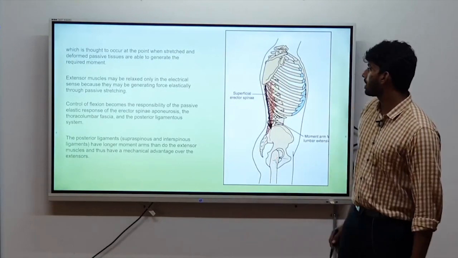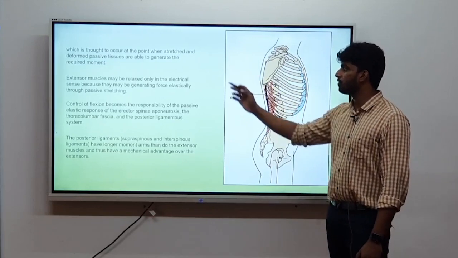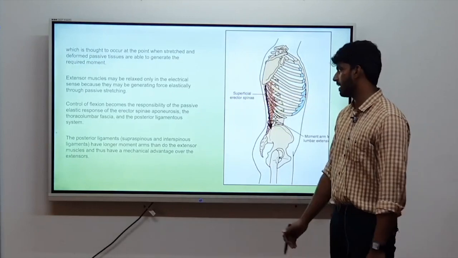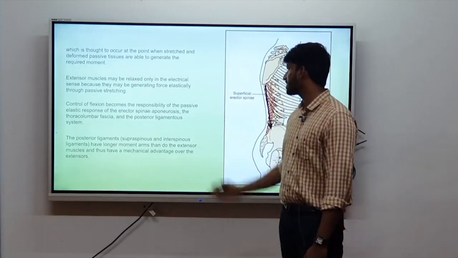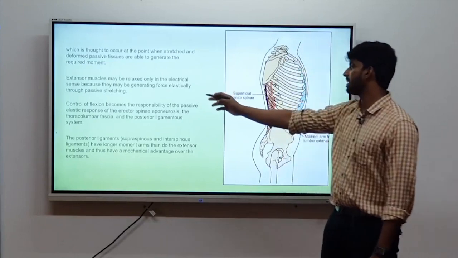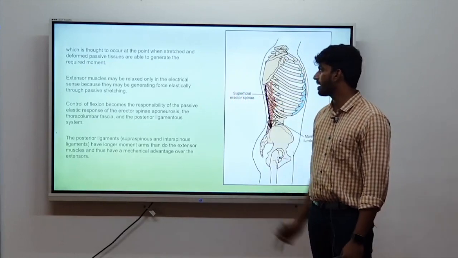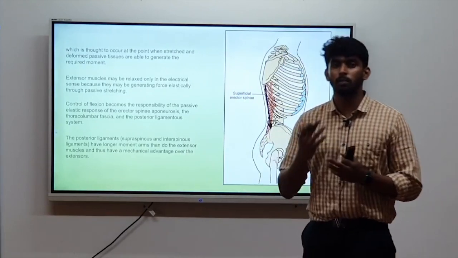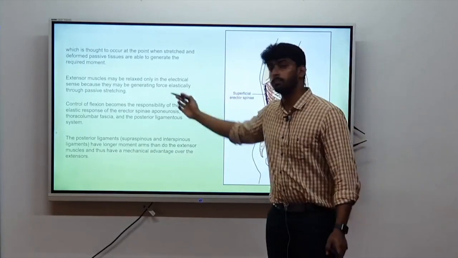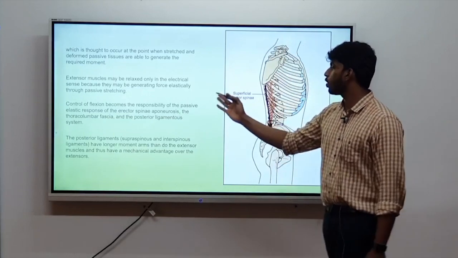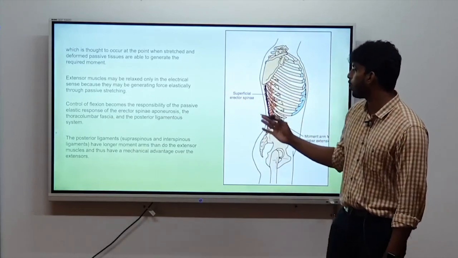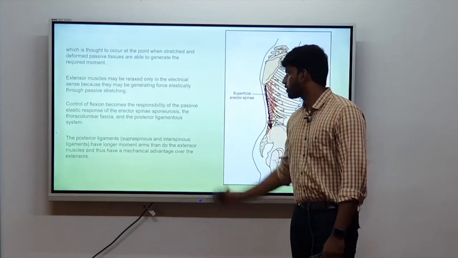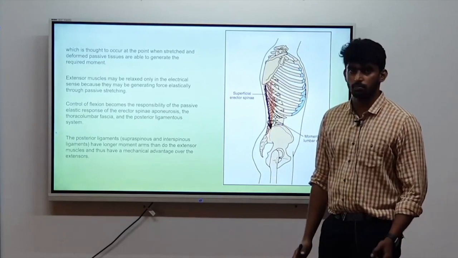This is thought to occur at a point when stretched and deformed passive tissues are able to generate the required movement, as we discussed in the last slide. The extensor muscles may be relaxed only in the electrical sense, because they may be generating force elastically through the passive stretching. That's what I was telling. If the muscles are getting tight, this passive stretching may not occur. The control of flexion becomes the responsibility of the passive elastic response of the erector spinae aponeurosis, the thoracolumbar fascia and the posterior ligament system.